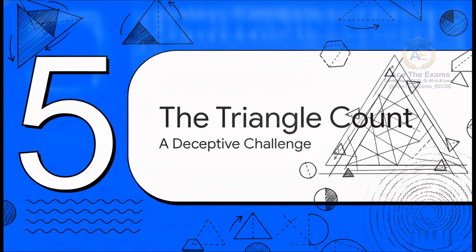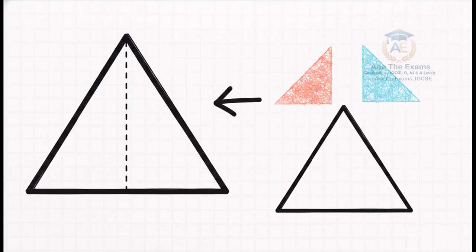Let's wrap things up with Section 5, the Triangle Count Challenge. Picture a single isosceles triangle. Now, imagine a vertical line sliced right down the middle, from the top apex down to the bottom base. This creates exactly 3 distinct triangles in total. You have the smaller right triangle on the left side of the line, the smaller right triangle on the right side of the line, and of course, the large original isosceles triangle encompassing both of them. 1 line, 3 triangles. Seems easy enough, right?